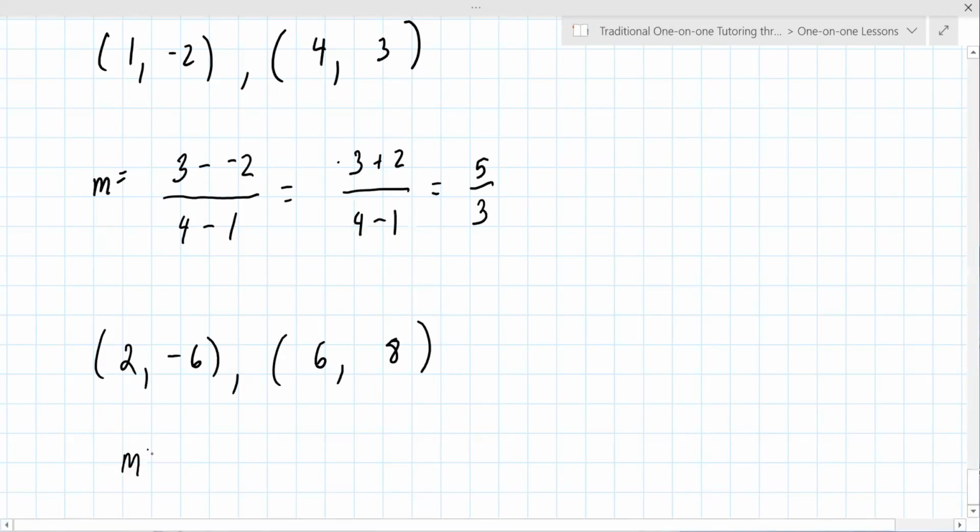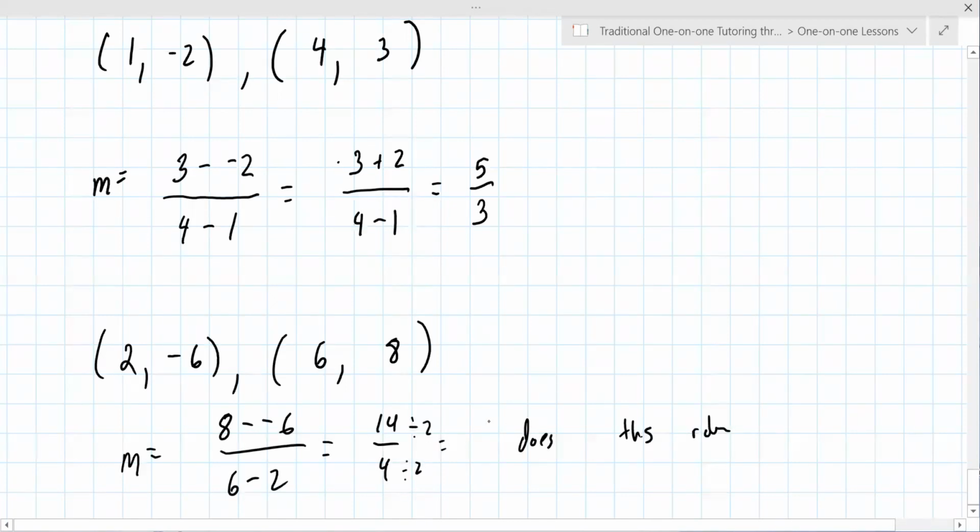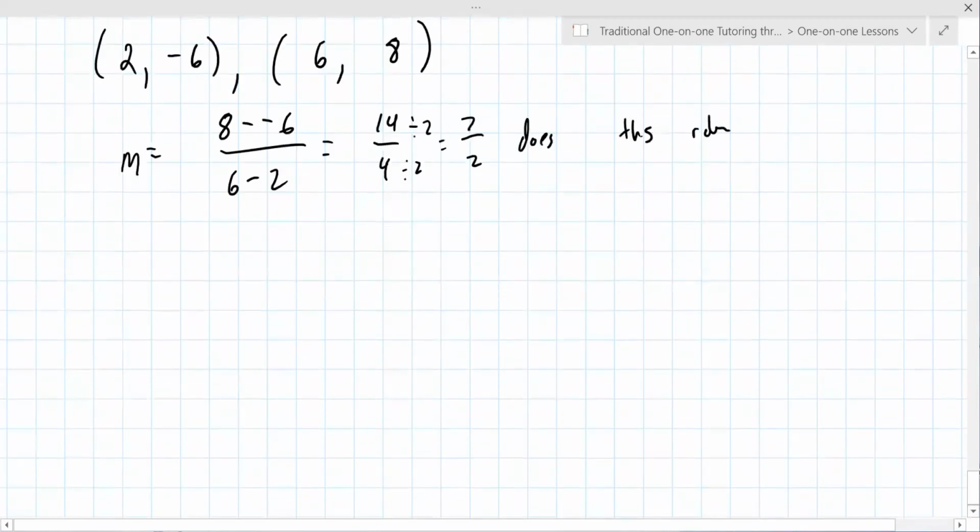Okay, so I agree. It's 8 minus a minus 6 over 6 minus 2, which is 14 over 4. Does this reduce? No, it doesn't. It does. They both are divisible by 2. So that makes 7 over 2. All right. So I'm not trying to be difficult. There's always a little bit more here to try. If anything is reduced, we have to keep going, it could be 3, 4. You gotta keep going until you can do it.